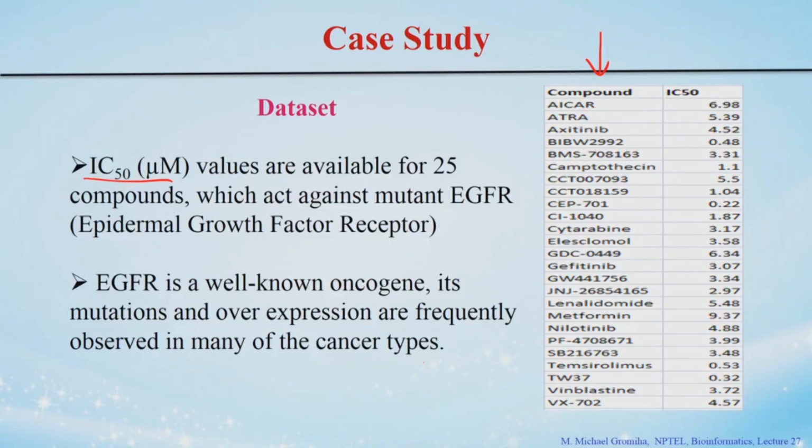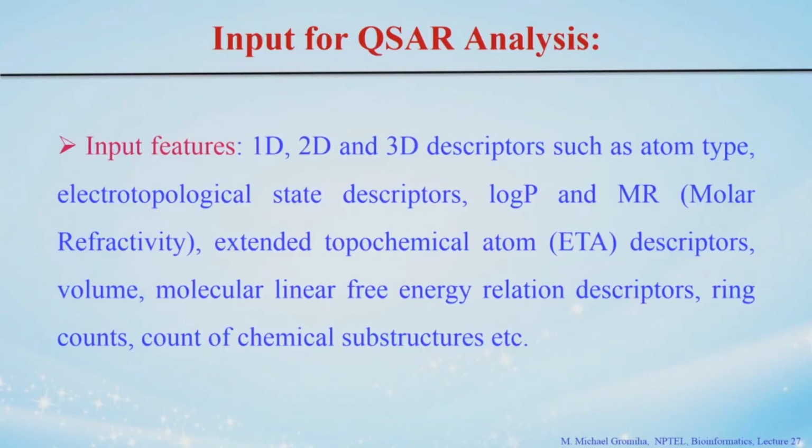So, we have the values for the 25 compounds against the EGFR, with these IC50 values in micromolar. Now, can we predict these IC50 values using any properties? If you have new compounds, because many compounds are available in the literature, can you identify any better compound other than the ones reported in the literature? First, we have to derive the features.